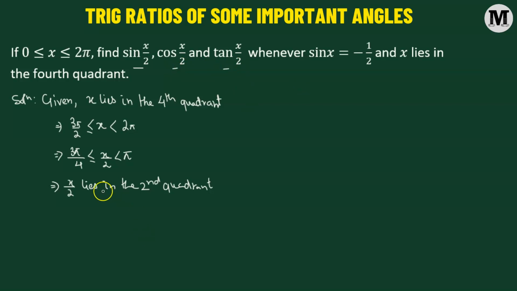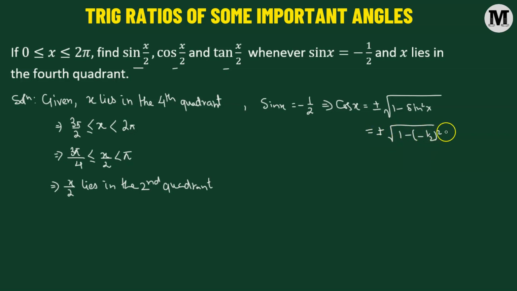Now that we know in which quadrant the angle x over 2 lies, we will use the given value, which is sine of angle x equals negative 1/2. We'll use this value to find the value of cosine of angle x. Cosine of angle x is given by plus or minus the square root of 1 minus sine squared x. In place of sine x, we replace negative 1/2, so we have the square root of 1 minus negative half squared. When we compute this, we get plus or minus square root of 3 over 2.